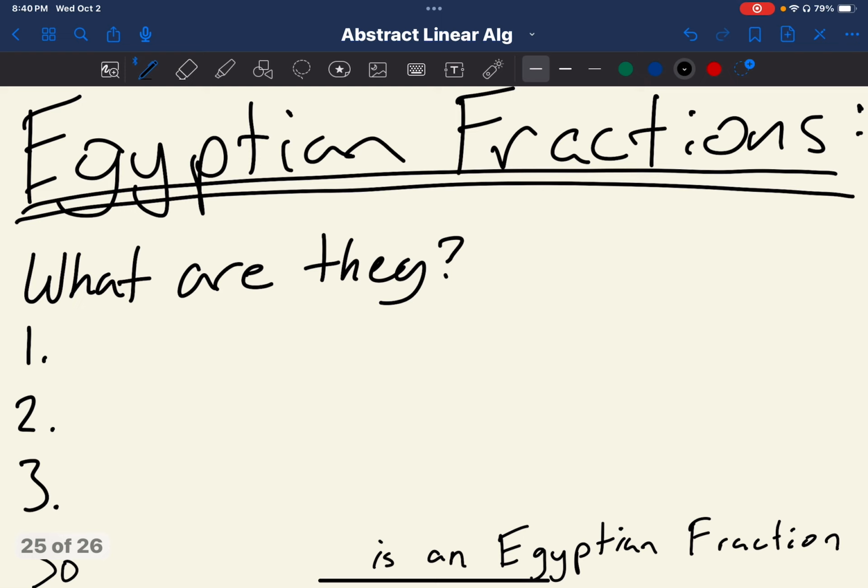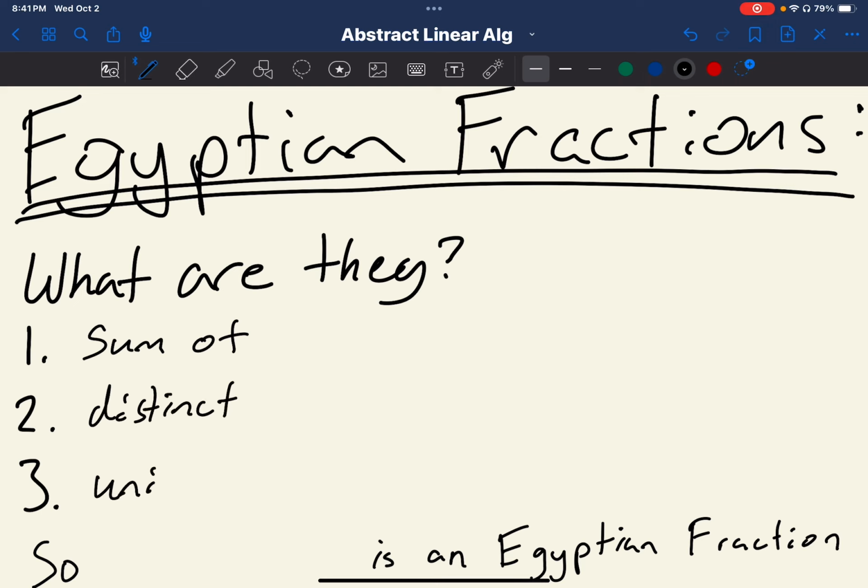So let's get going. We're going to be talking about Egyptian fractions today, which I think are quite fascinating and quite usable. So I will describe them. There's three key things we have to think of. They are a sum of distinct unit fractions. What does all that mean?